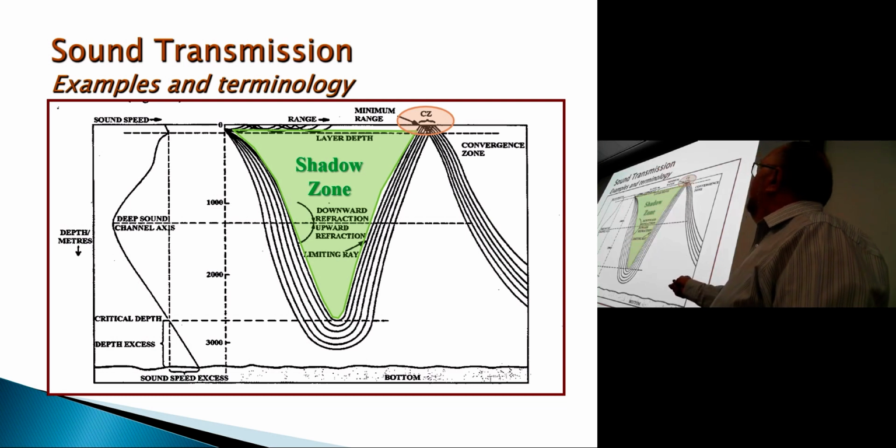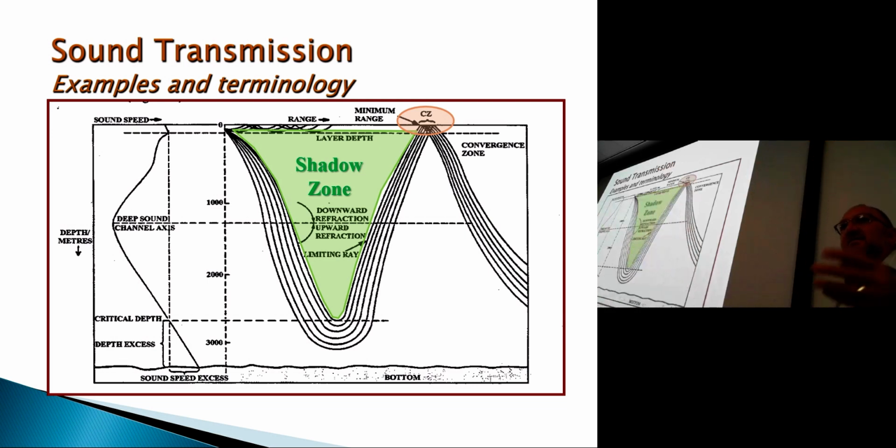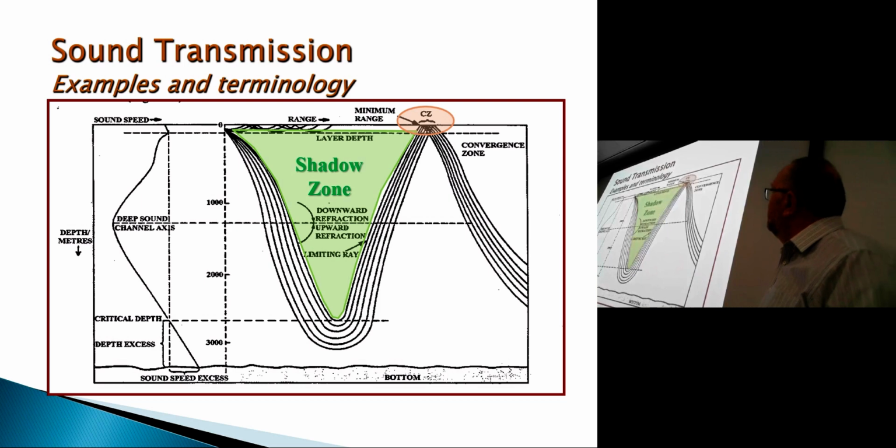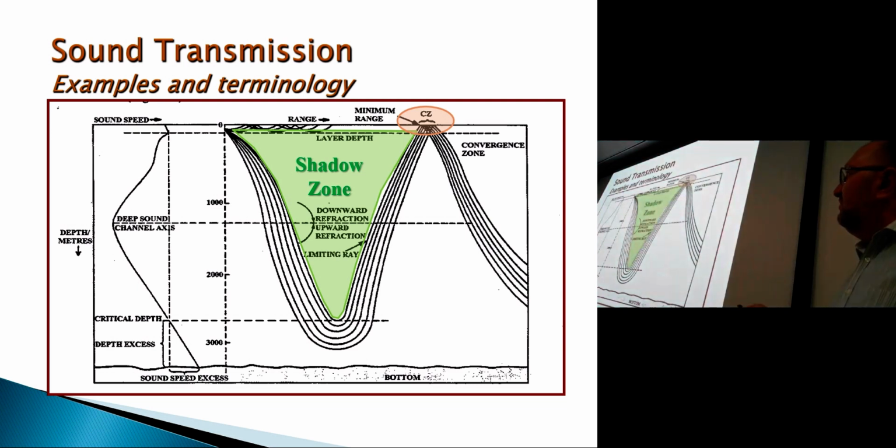So effectively, you could be over here. You'd have no contact of anything in this area, but then you'd suddenly find you've got an intermittent contact coming in at 35, 40 miles away. And then you'll lose him again. That's all down to convergence zone, and it's all down to how the rays are being bent back up due to temperature, salinity and depth.